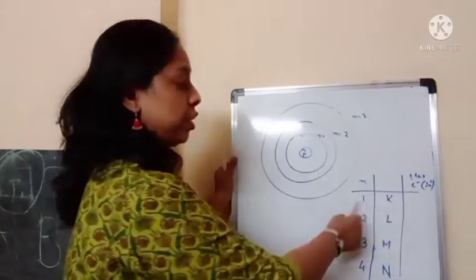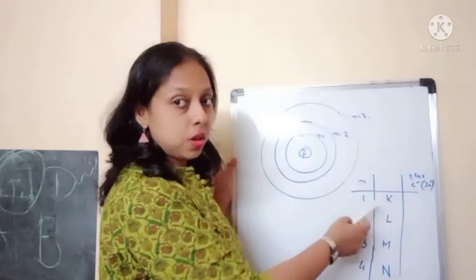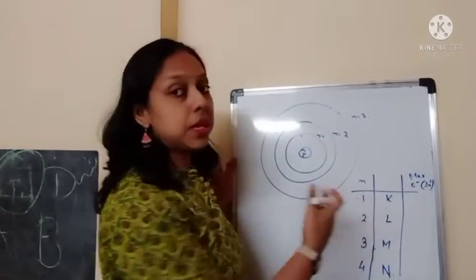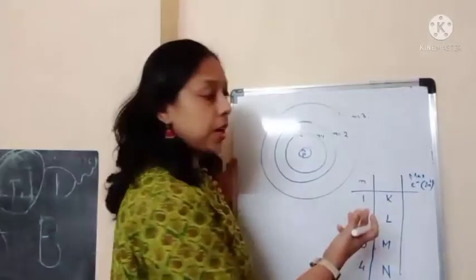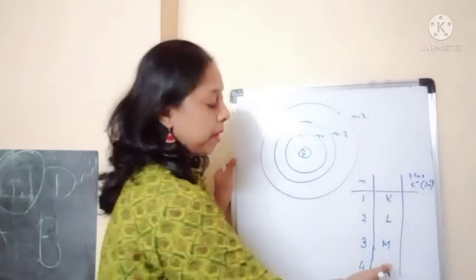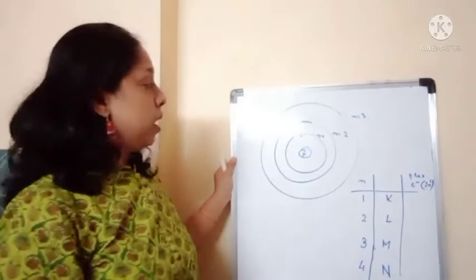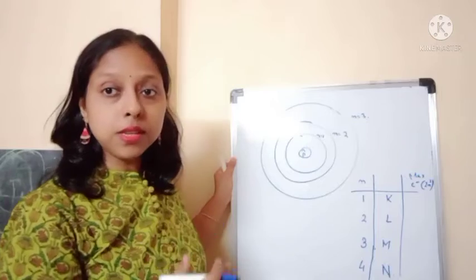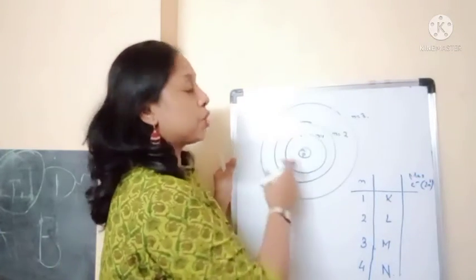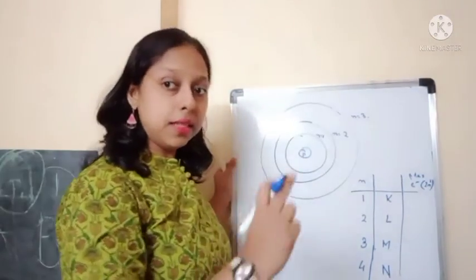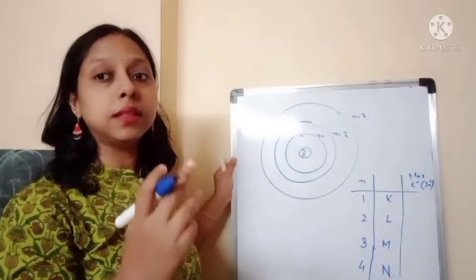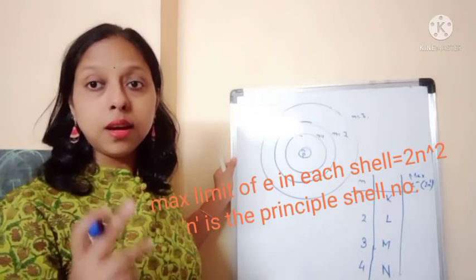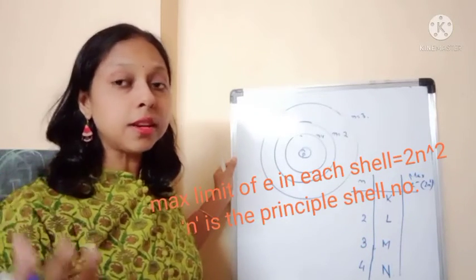We also address the shells in alphabetical order: the first shell is capital K, the second shell is capital L, the third shell capital M, the fourth shell capital N, and so on. Now the electrons are present in these shells. The first orbital which is closest to the nucleus is filled first, then the second orbital, and then the third orbital. Now there is a maximum limit of electrons for each shell.